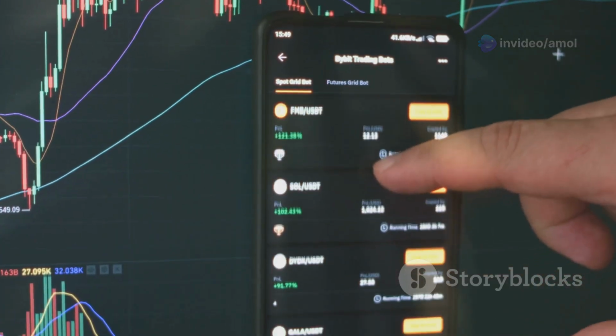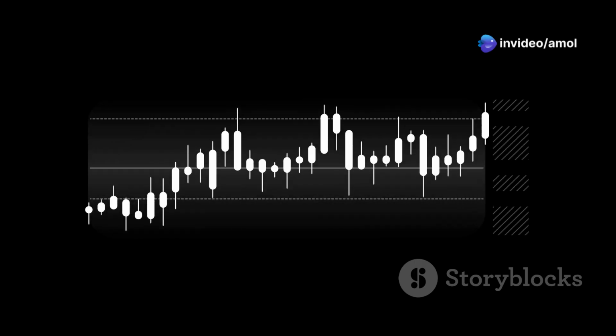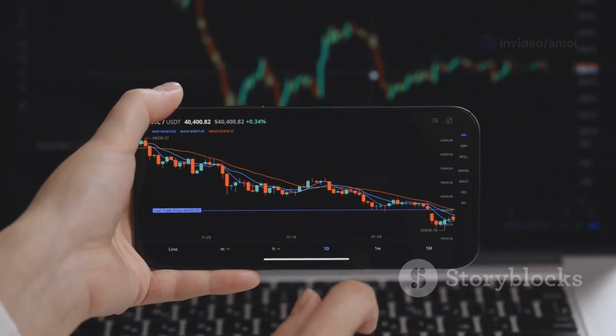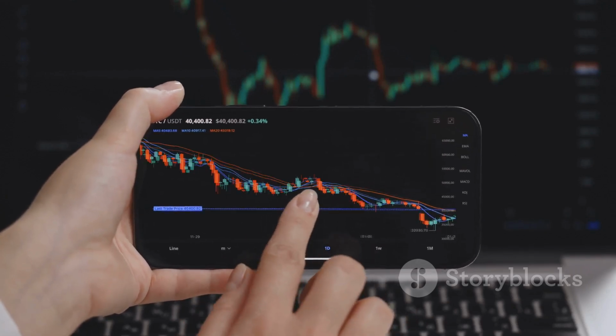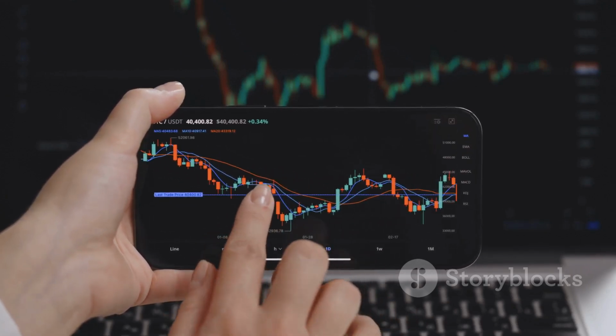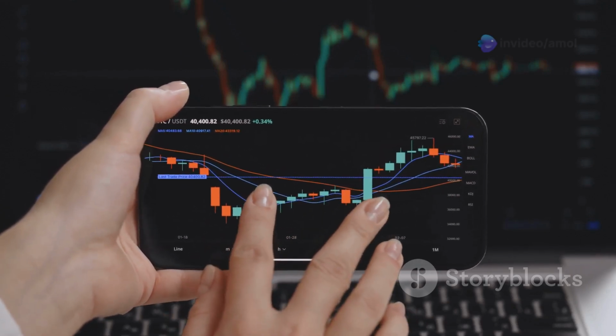One popular indicator is the moving average. It's a line on a chart that represents the average price of a stock over a specific number of periods. For example, a 50-day moving average shows you the average closing price of the stock over the past 50 days. Traders often use moving averages to identify support and resistance levels and to determine the overall trend of a stock.